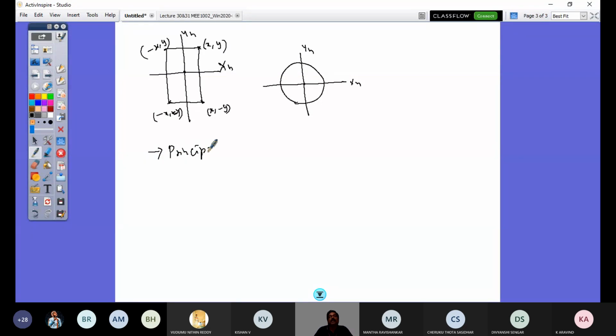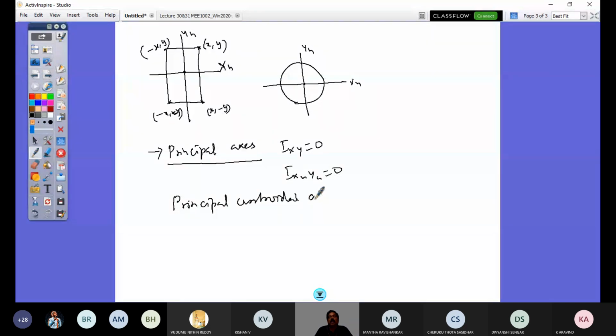So principal axis is the one where you have product of inertia is 0. So for this chosen rectangular section, IXG,YG is 0. So the centroidal axis are also called as principal or centroidal axis.